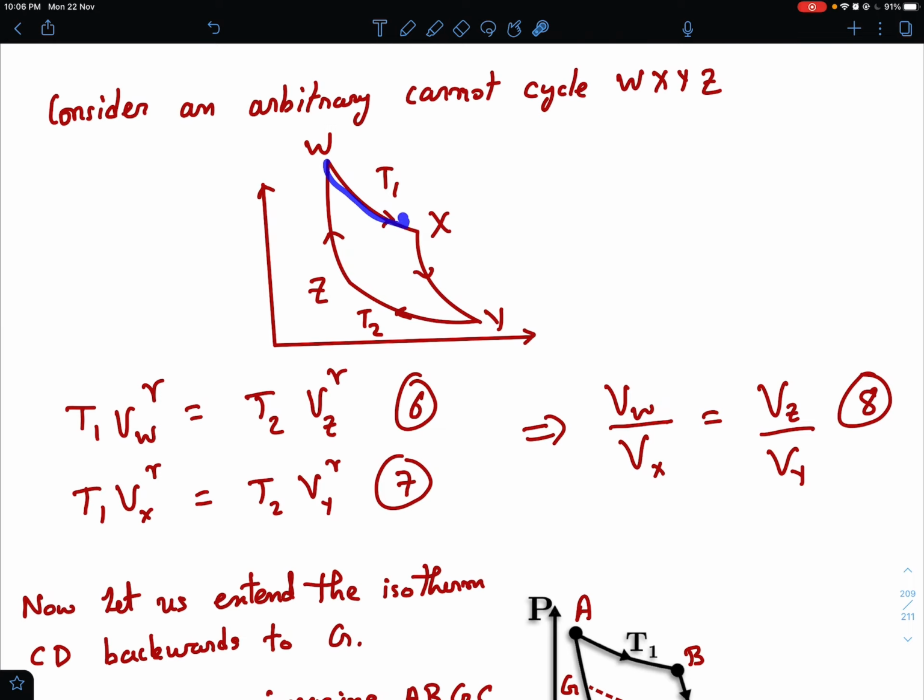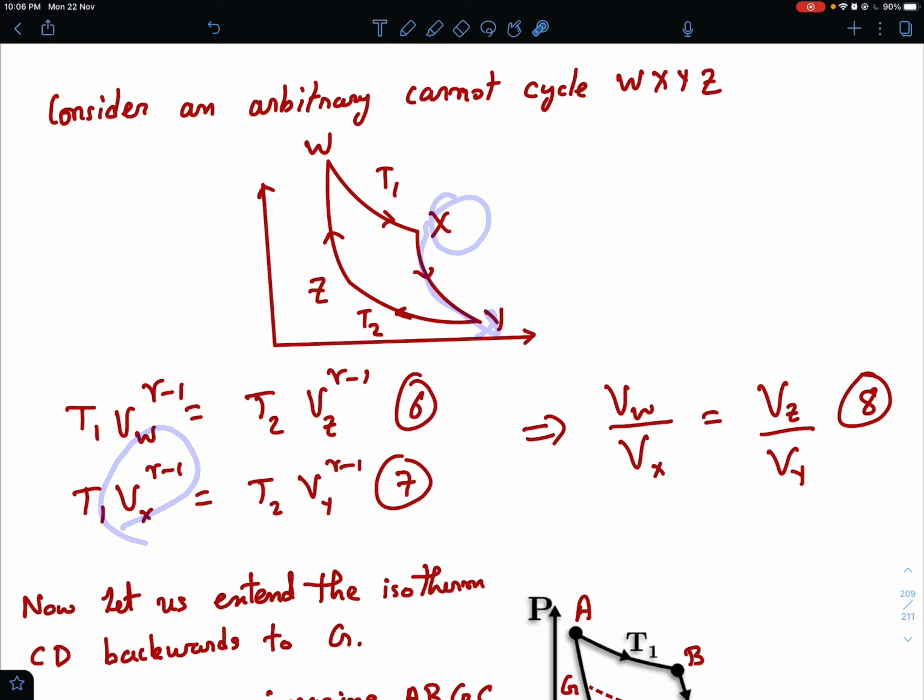Okay, so consider an arbitrary Carnot cycle WXYZ. So this is a Carnot cycle, and W to X temperature is T1 and Y to Z temperature is, let us say, T2. So X to Y is an adiabat and Z to W is also an adiabat. So you know that TV to the power gamma minus 1 is constant in an adiabatic process, right? So T1 Vw to the power gamma minus 1 should be T2 into Vz to the power gamma minus 1. So this is along this adiabat, right?